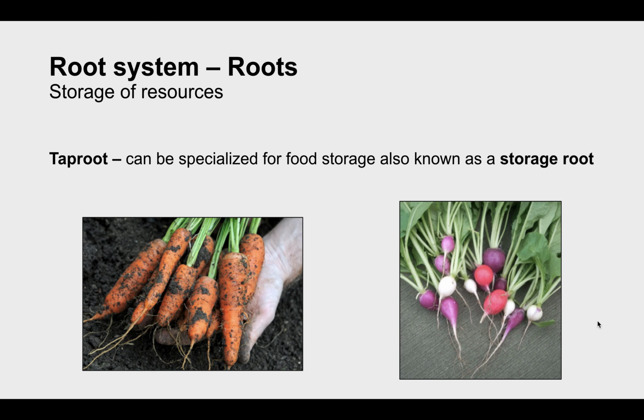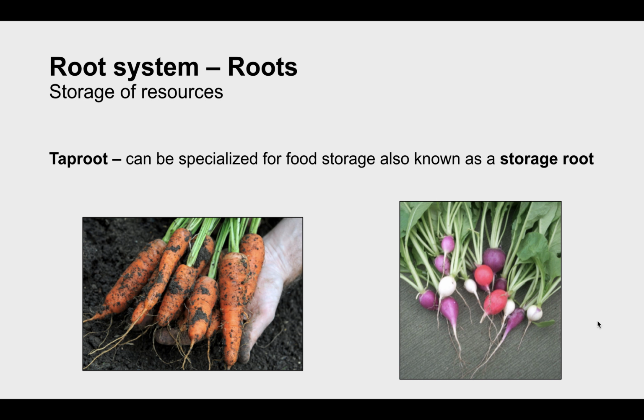Sometimes that taproot, beyond just being a large root in the ground, can be a specialized taproot specifically to store food. So it could be a storage root, which is also a taproot. Carrots and radishes, a lot of those types of vegetables, are all specialized taproots for storing a lot of resources. For the plants, this is great because we get to store all the resources, and then maybe the next year use those resources to flower and reproduce.